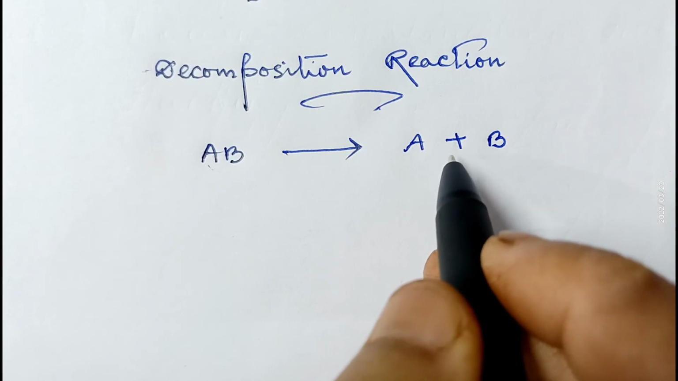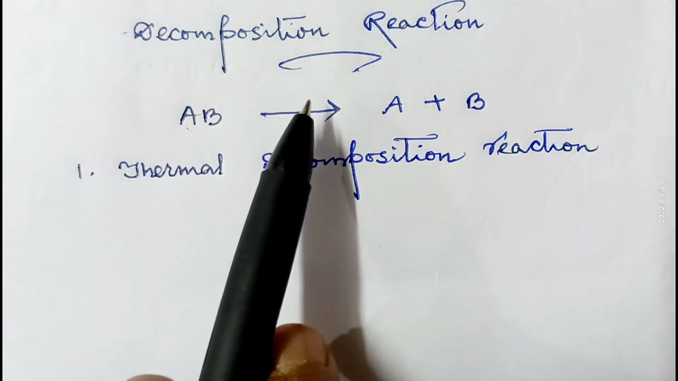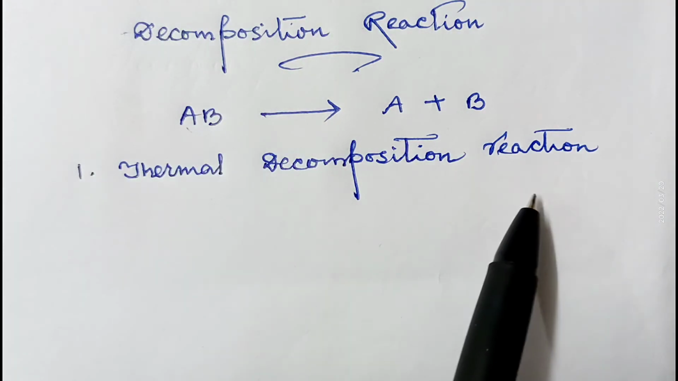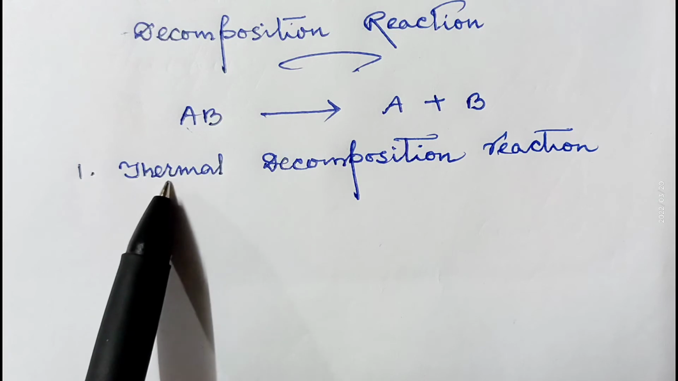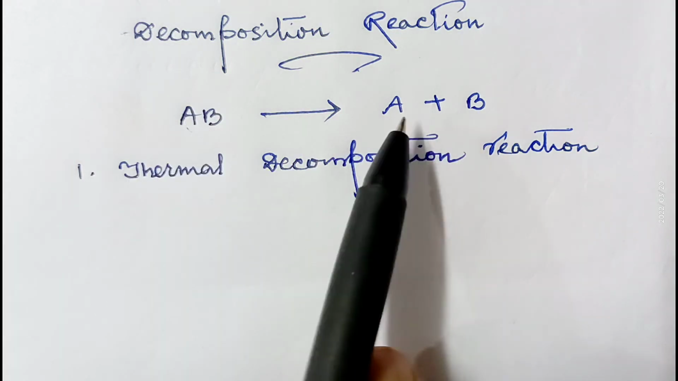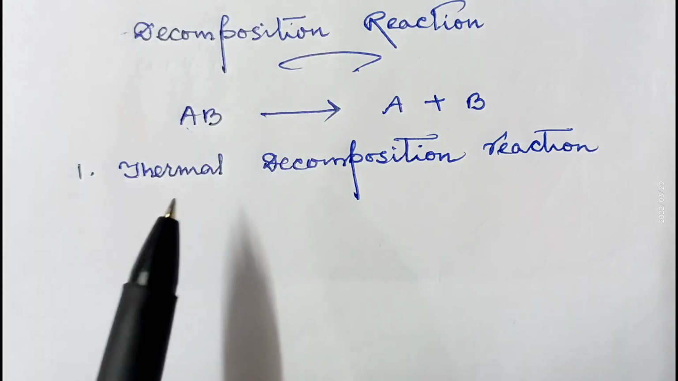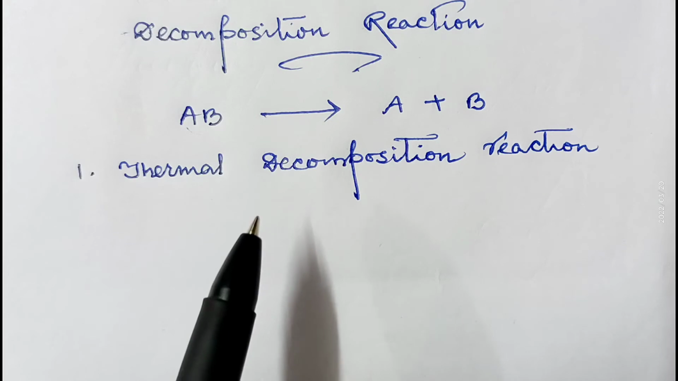Now, decomposition reactions are further classified into three types. The first type of decomposition reaction is called thermal decomposition reaction. Thermal means heat. That means when a compound is broken down into smaller components by the application of heat, then that type of decomposition reaction is called thermal decomposition reaction.